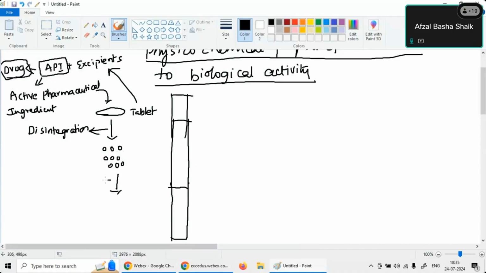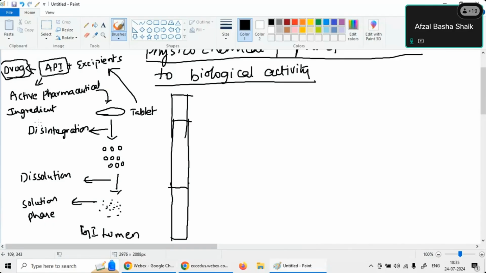Later it will undergo a dissolution process, right? Whenever it undergoes the dissolution, now the drug molecule is in what? Solution phase. What is the environment here? This is the GI lumen, the lumen of your gastrointestinal tract.